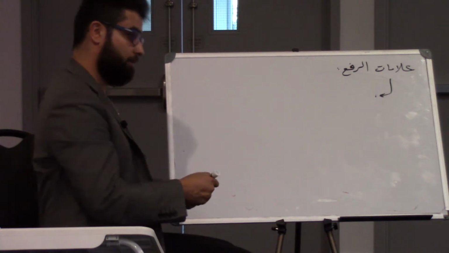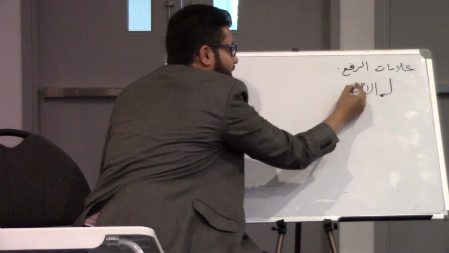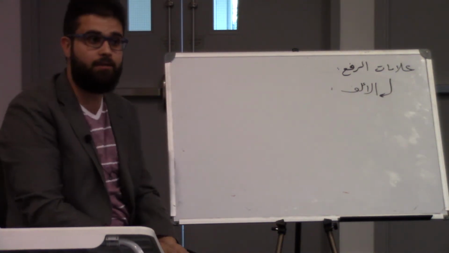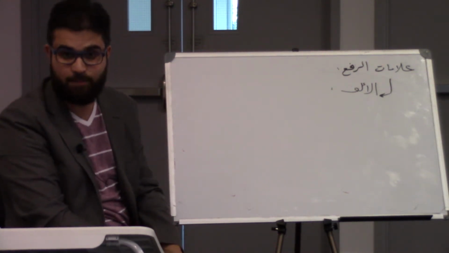Now the sentence after: وَأَمَّا الْأَلِفِ. Now the third marker of rafa' is going to be al-alif. وَأَمَّا الْأَلِفِ فَتَكُونُ عَلَامَةً لِلرَّفْعِ. It will be the marker of rafa' في تثنية الأسماء خاصة.